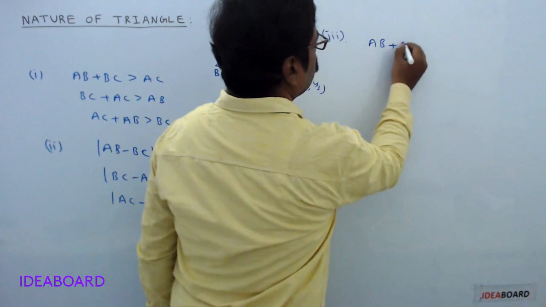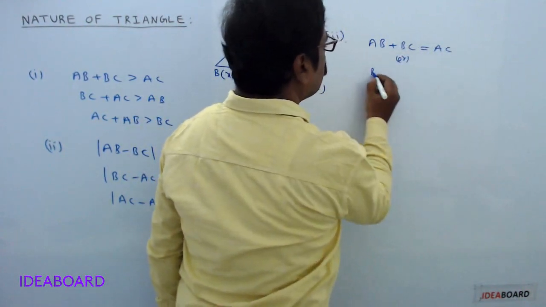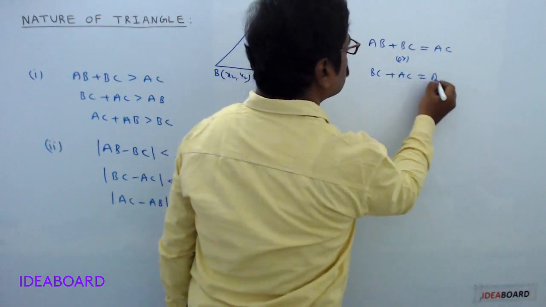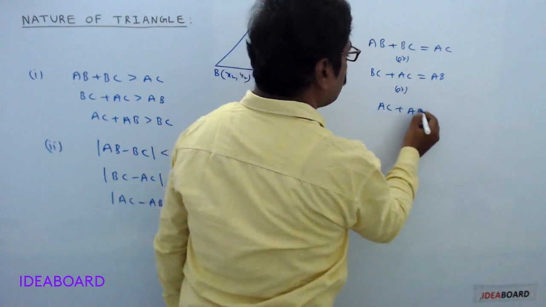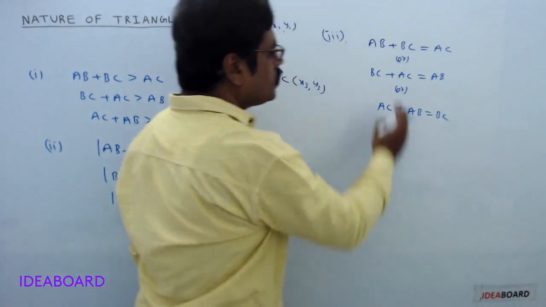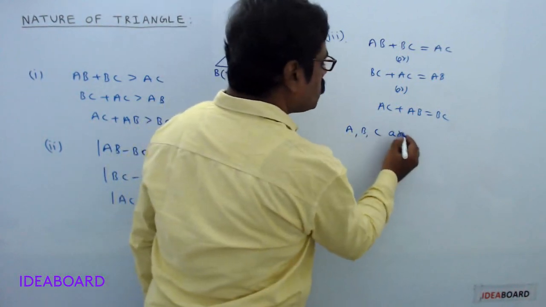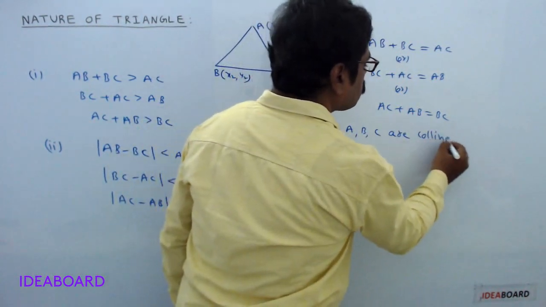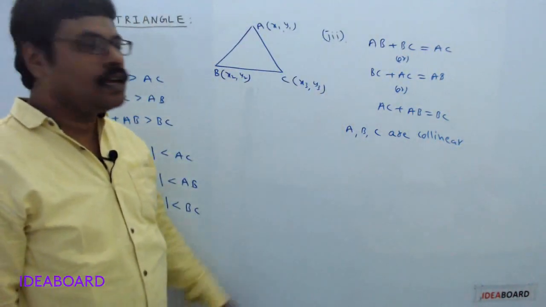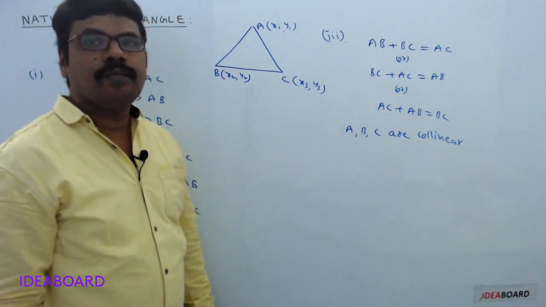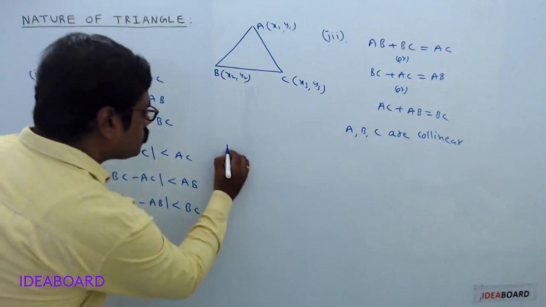So here AB plus BC is equal to AC, or BC plus AC equals AB, or AC plus AB equals BC. So in this case, we say that the points A, B, C are collinear. So the sum of any two sides is equal to the third side. Therefore, the points A, B, C are said to be collinear points. Now come to the fourth point.